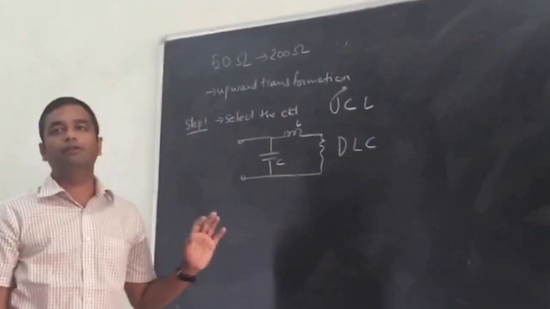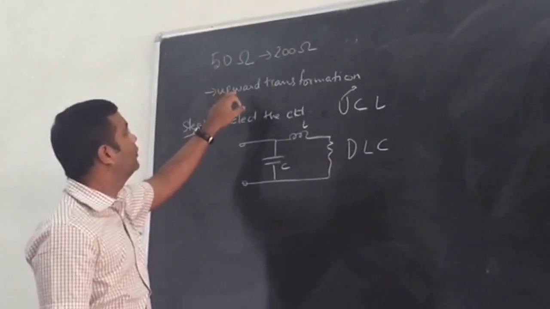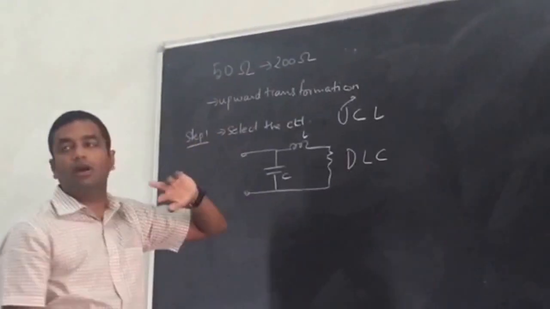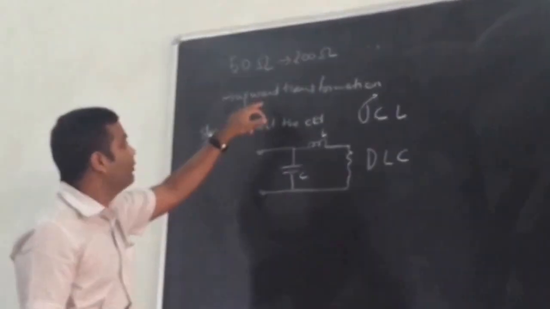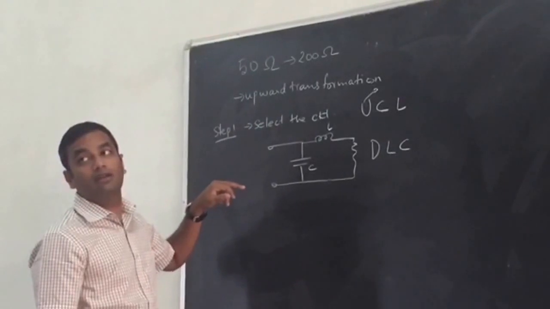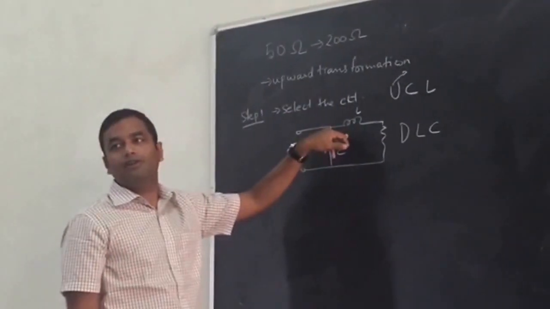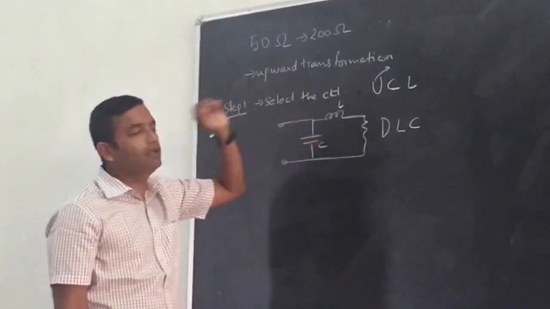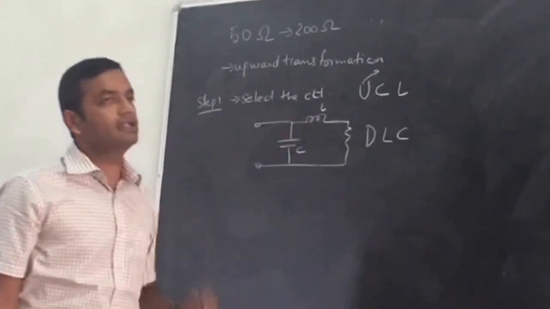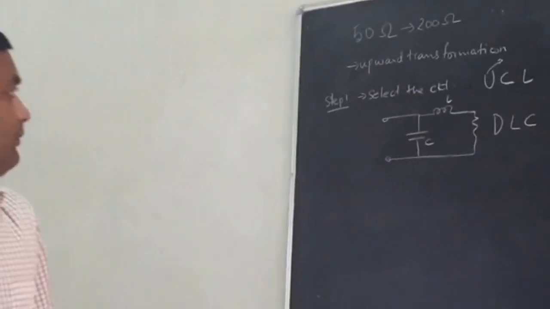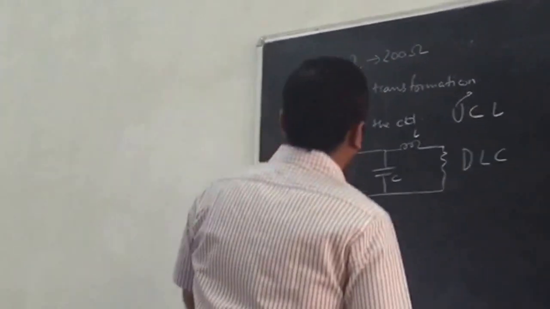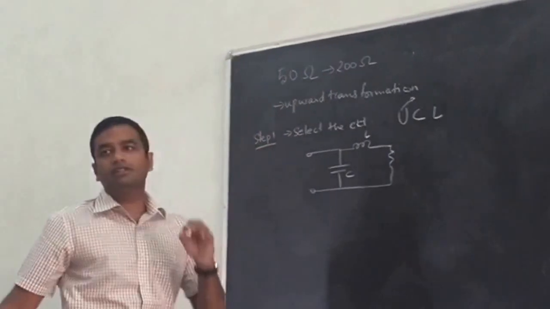Very, very important thing. This is the first step you will have to do. First, you should find out whether it's an upward transformation or a downward transformation. If it's upward transformation, what type of circuit will you select? CL circuit, right? Love at first sight. So you will be choosing a CL circuit. This is the first step.